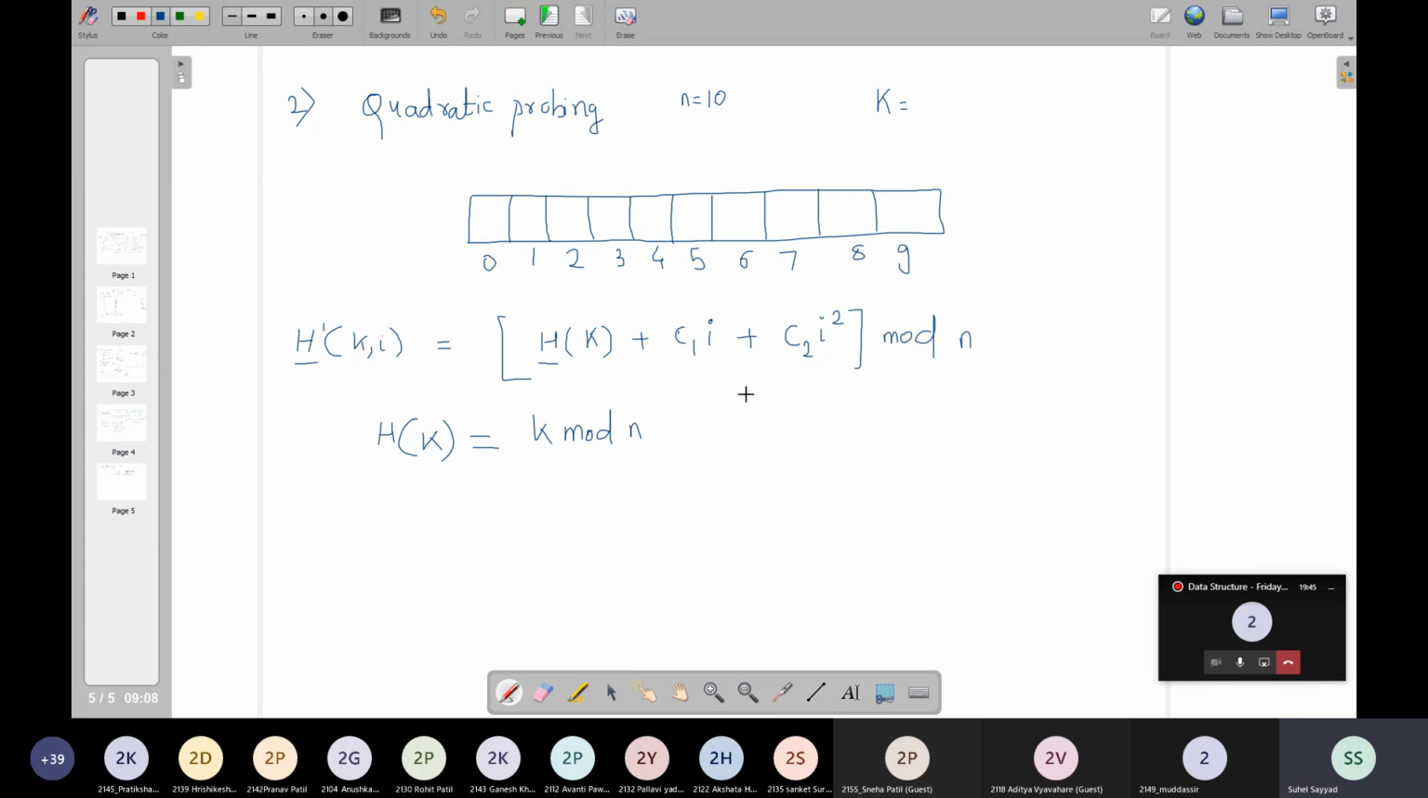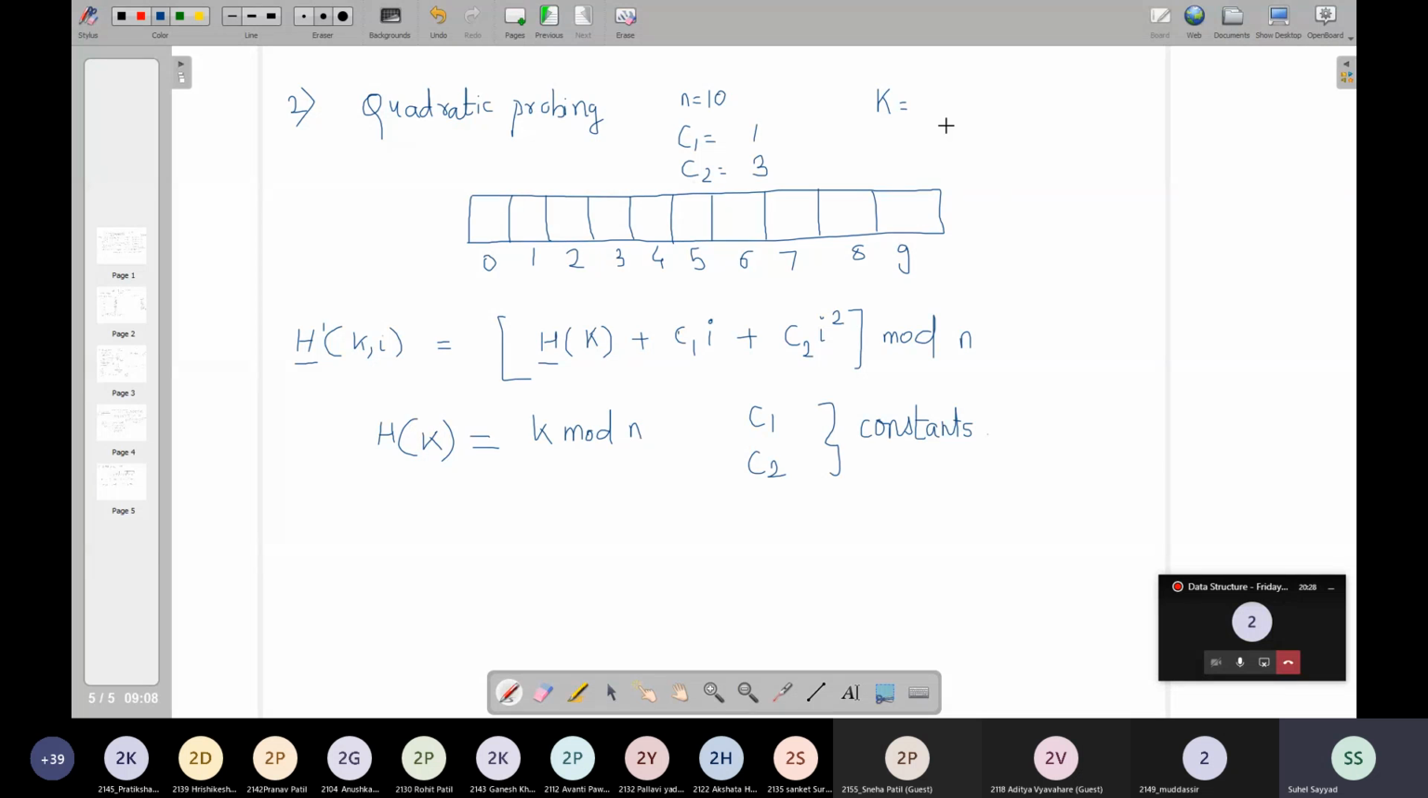Now, apart from this, you can see there are two values also given in the equation in the form of C1 and C2. These two values are constants. They will be given to you as an input for solving quadratic probing. Suppose for example, I take the value of C1 as 1 and the value of C2 as 3. This will be given to you as an input while solving the numerical. So apart from n and k, C1 and C2 are also given to you as an input.